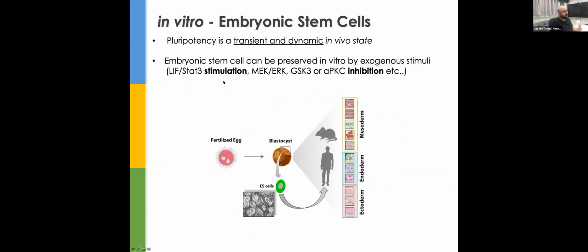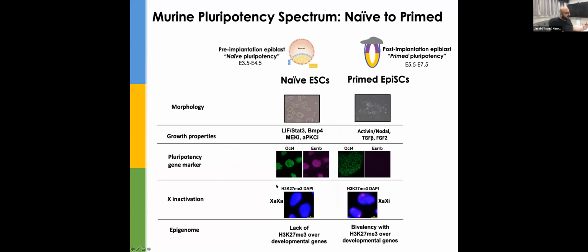And we can keep these cells by giving them the right cytokines. For example, we know LIF-STAT stimulation, Wnt promotes pluripotency, inhibition of ERK promotes pluripotency. And by giving the right cocktail, we can preserve these cells indefinitely and compare them to what's happening in vivo. So as well, we've been learning over the last 10 years that stem cells can come in different flavors. So just as I told you, in vivo, it can change from pre-implantation to post-implantation.